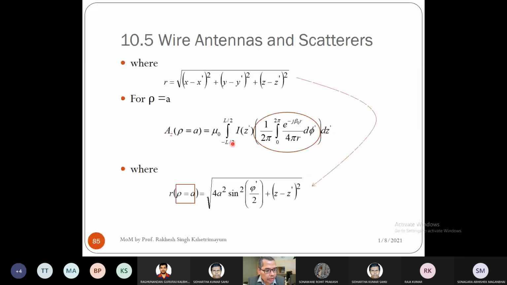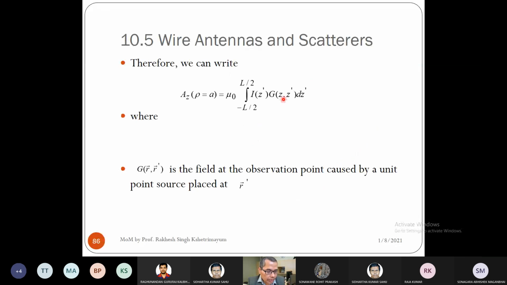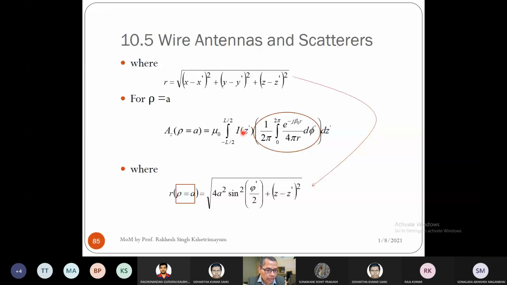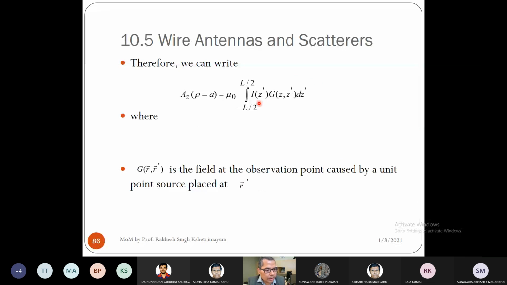In the final expression for Az, if you look closely, you can represent this as a Green's function. So this is Iz, and you can say that this is the Green's function for the wire antenna analysis. So you can write Az as Iz dash times G(z, z dash). This is basically your Green's function, which is this expression here. This is a compact notation. I write Az as the convolution of the current and the Green's function for this wire antenna. As I already told you in the previous class, finding the Green's function is the most tedious task for the MoM.